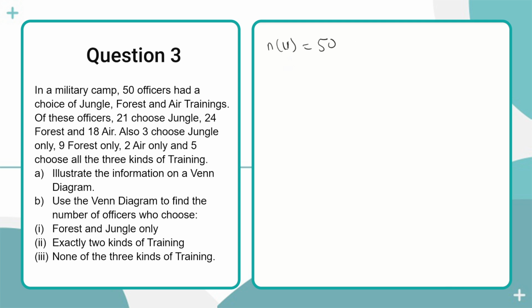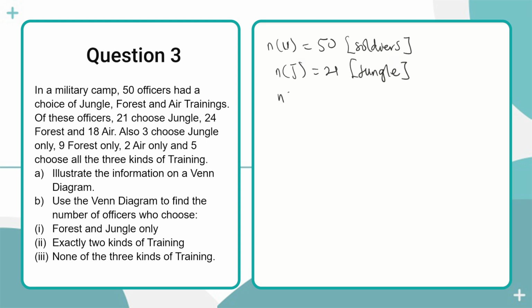So we can say these are soldiers, because they are in a military camp, or officers. Among them, some like jungle, some like forest, and some like air trainings. How many of them like jungle? 21. So we can represent it with capital J, 21. Then we put jungle there.